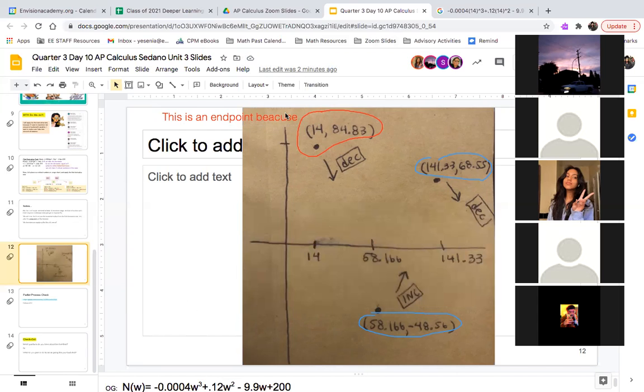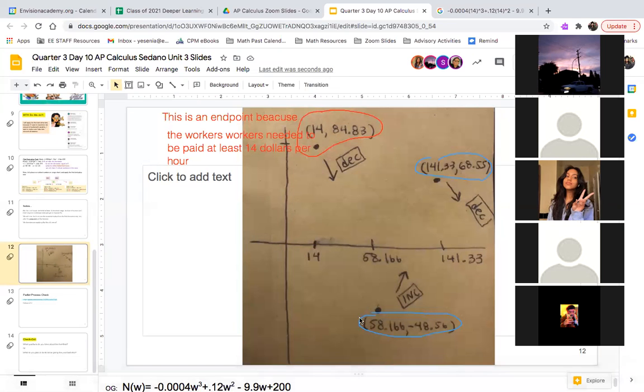Let me X this out. So anyways, this is an endpoint because, let me finish typing. This is an endpoint because the workers needed to be paid at least $14 an hour. So that's an endpoint for our function. And I know this is annoying. So that's what makes this an endpoint right here, the one in red, and that's how I'm using big idea number 7. See, it's not a critical point. That's just where my function starts.